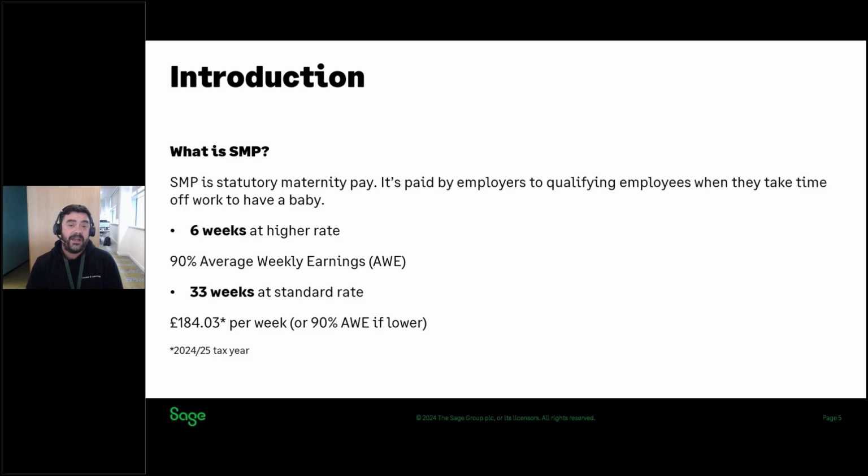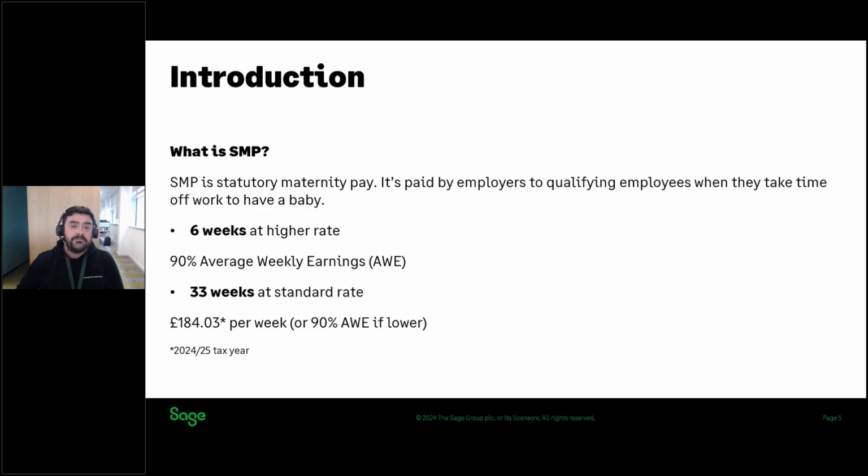Statutory maternity pay is paid for up to 39 weeks, and there are two different rates of pay that apply. For the first 6 weeks, employees will get the higher rate of SMP, which is 90% of their average weekly earnings. And then for the remaining 33 weeks, they get the standard rate of SMP, which for the current tax year is £184.03 per week, or 90% of the average weekly earnings if that's lower. And that statutory rate would tend to increase at the start of each tax year, so we would expect that to go up from the 6th of April 2025.